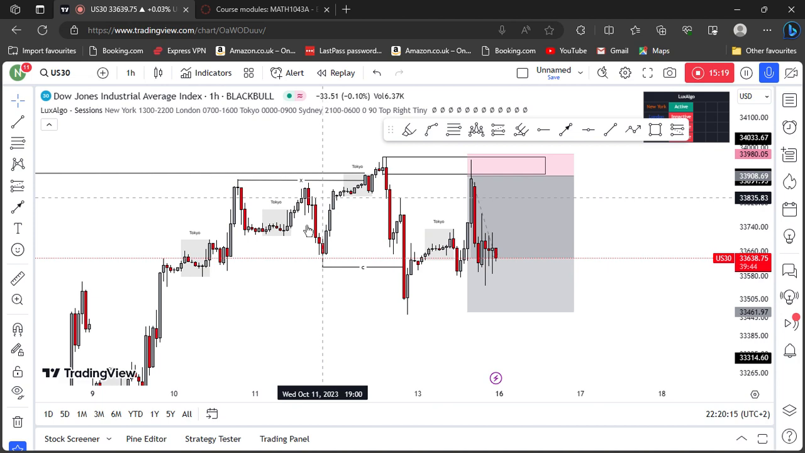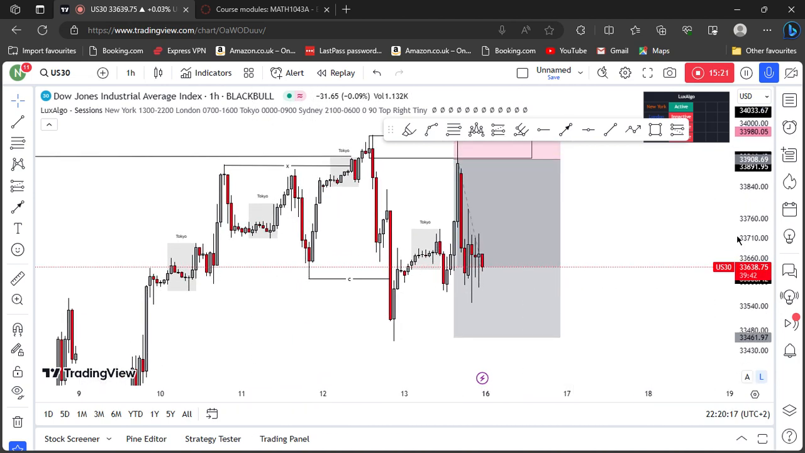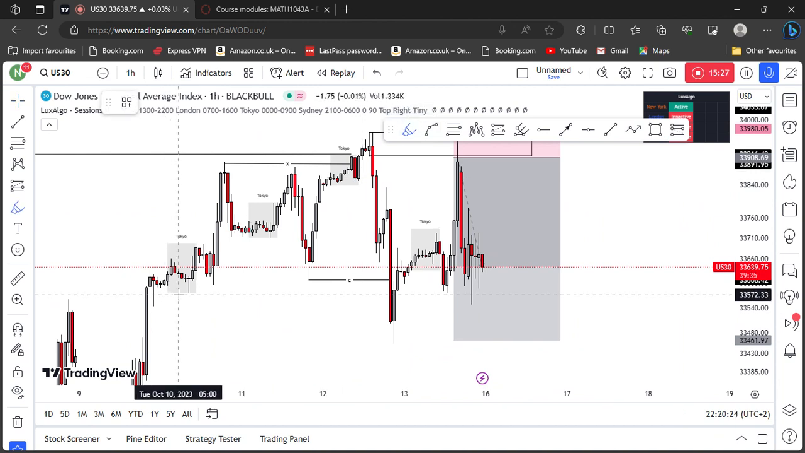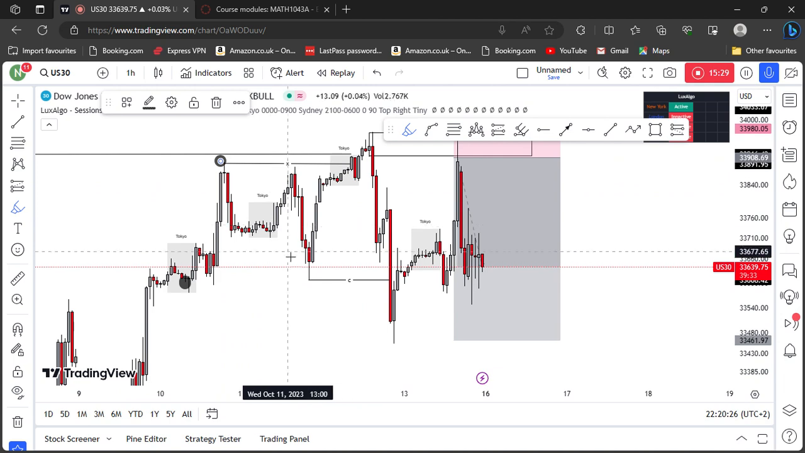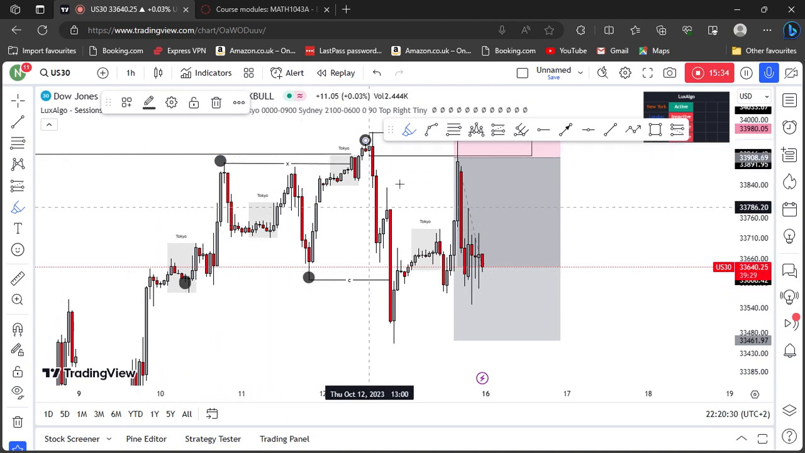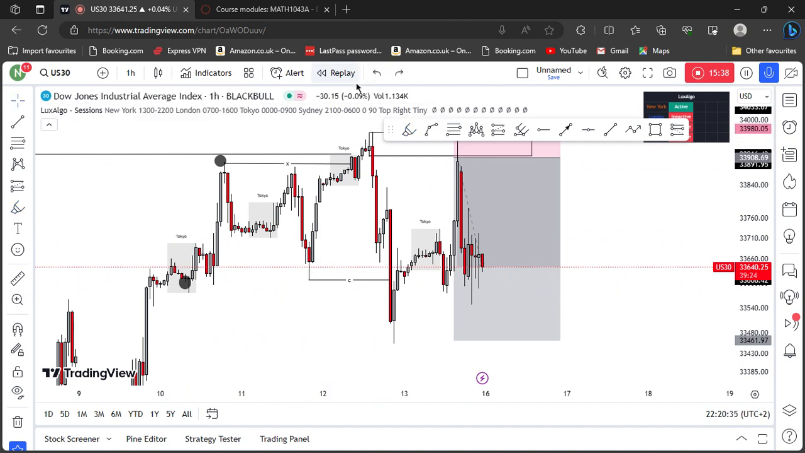So I was like, okay, down to the 1 hour, I see that the price was in an upward movement. It gave us higher lows, higher highs, higher lows, higher highs, right? The price was in an upward movement on the 1 hour.